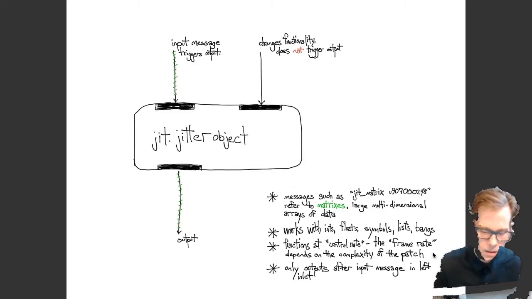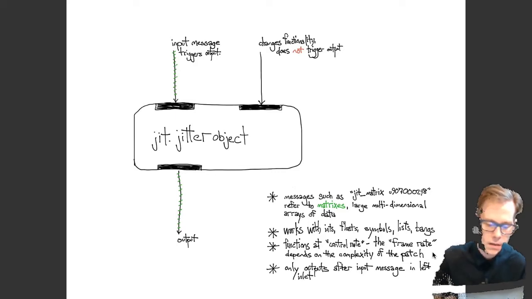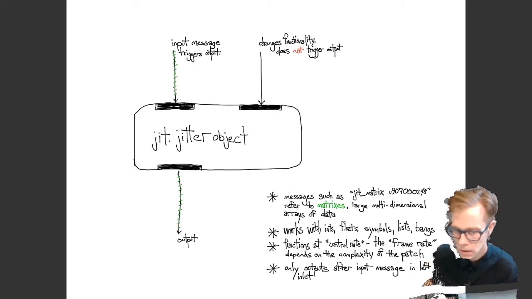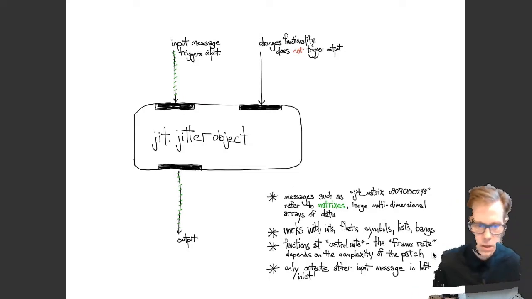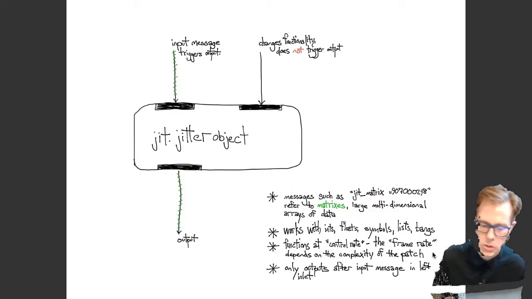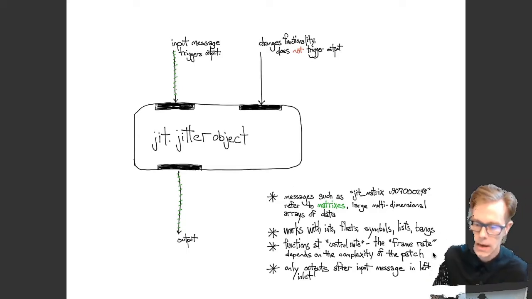Jitter objects are in some ways similar to Max objects insofar as they are going to function at control rate. And when we're producing video, this is what determines the frame rate of the patch. So whatever frame rate you're able to achieve is going to depend on how complicated your patch is and how fast your computer is.